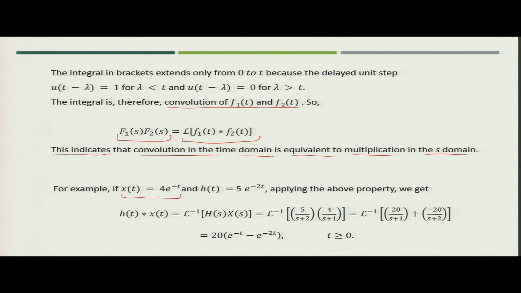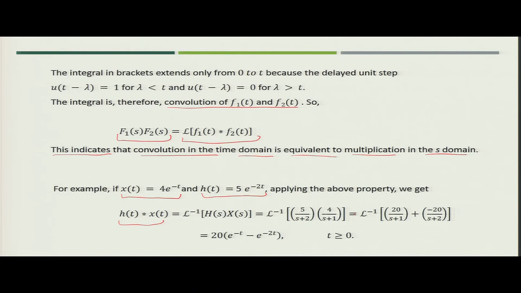Let us see that x(t) is nothing but 4 into e to the power minus t, h(t) is 5 into e to the power minus 2t, and when we apply the above property, the convolution of h and x is nothing but the inverse Laplace transform of H(s) into X(s). What is H(s)? H(s) will become 5 upon s plus 2 because it is the Laplace transform of h(t). Similarly, X(s) is nothing but the Laplace transform of x(t). So, you can simply write it as 4 upon s plus 1.